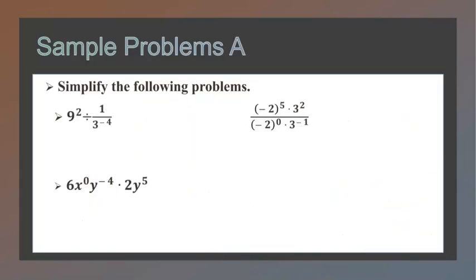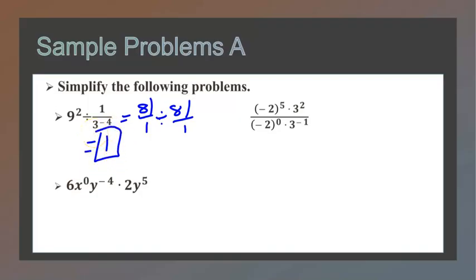And our last examples. Here I've got 9 squared, this is 81 over 1. Here you're going to divide by the reciprocal. If I have a fraction, I'm really multiplying by the reciprocal. So let me do that. If I rewrite 1 over 3 to the negative fourth, that is actually 81 over 1. And 81 divided by 81 is going to give us 1.